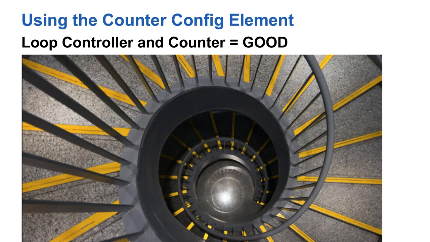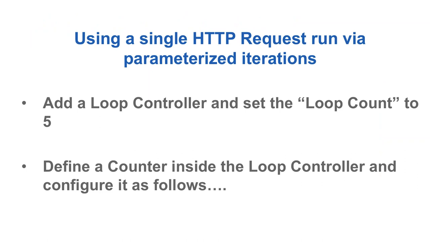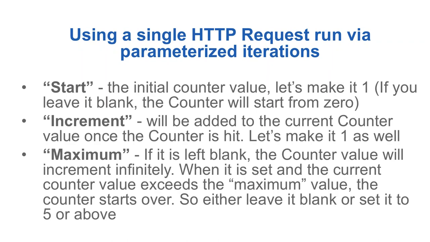The better way to do this is to use a loop controller and a counter. Now let's implement the same scenario using a single HTTP request run via parameterized iterations. So to do so, add a loop controller and set the loop count to 5, and define a counter inside the loop controller and configure it as follows. Now I'm going to show this on the screen, how it looks in JMeter in just one moment, but let's just talk about the different parameters and what values we should put in them for our scenario.